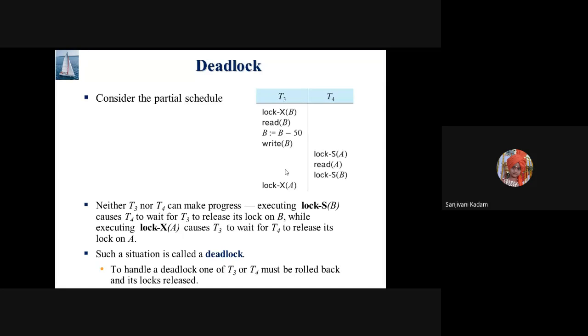So for handling the deadlock, we must roll back either of these transactions. Either T4 should be rolled back or T3 should be rolled back. This is the only way to handle the deadlock. Deadlock means that there is circular waiting of transactions, and hence the database cannot proceed with the next operations.